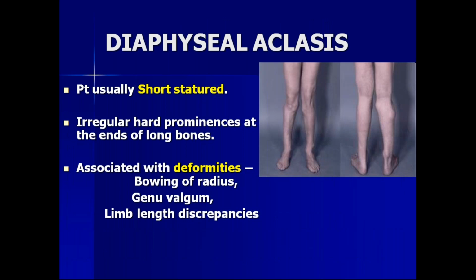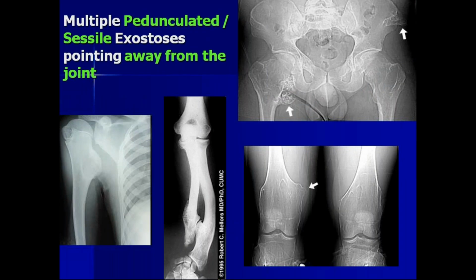So usually patients are short statured and irregular hard prominences are seen in the ends of the long bones. They are associated with deformities. If you have an osteochondroma in the elbow, you can have deformity or bowing of the radius, genu valgum, etc. So they can be sessile or pedunculated.